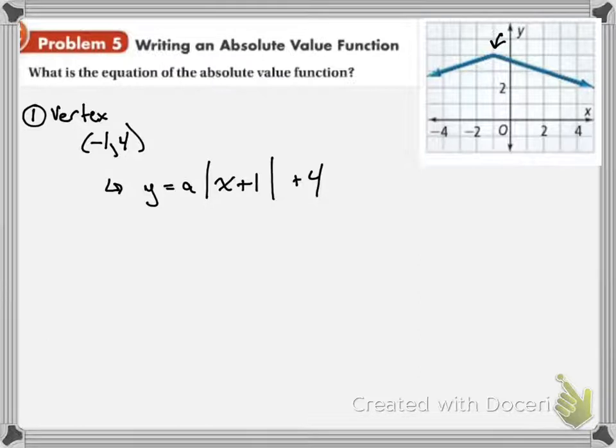Well, how do I go about finding a? Well, that in front of an x reminds me a lot of slope. So if I'm looking at this point right here, where's my next point on my graph? Oh, right there. How do I get there? I go down 1, and then 1, 2, 3 left. So down 1 over 3. So my a is going to be -1/3. So y equals -1/3 absolute value of x plus 1, plus 4.